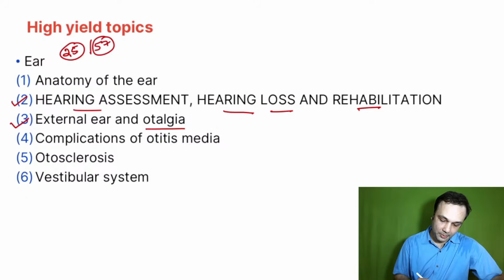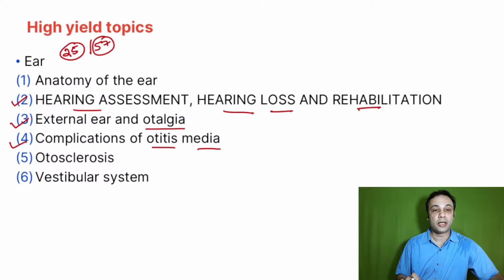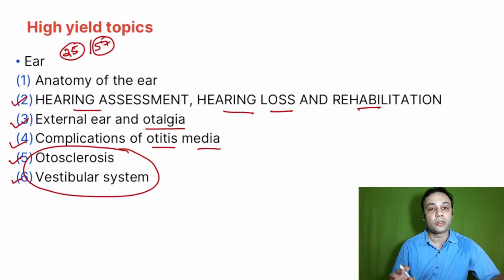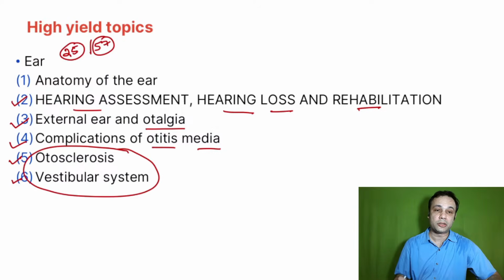Right. So apart from that, complications of otitis media, one or two questions have been asked in INICET. Otosclerosis and vestibular system are the second most important topics, or they are loved by the examiners. You can say that otosclerosis, and when we talk about the vestibular system, how you go about diagnosing a particular vestibular disorder, how you go about investigating it, and how about treating it, is something that we will discuss in a little detail if possible in this particular session.